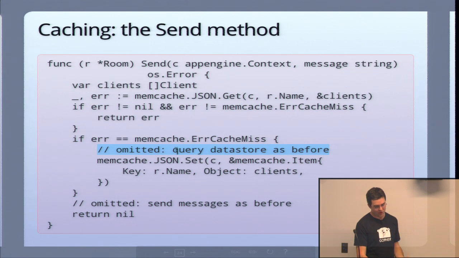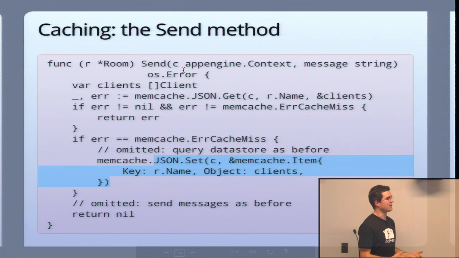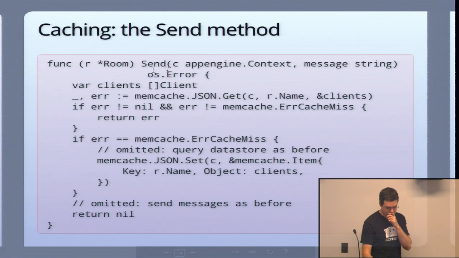But once I've gotten that data from the data store, I'll do a JSON set to set that memcache item, so that the next time this send method is called for this room, that data will be found and we don't need to do the data store query again. Then we send the messages just as we did before and continue on.